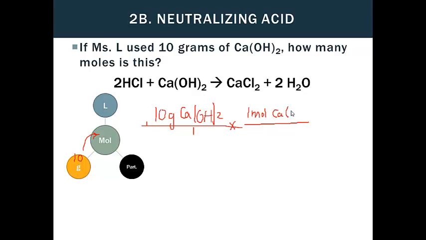Going to need my molar mass. So 1 mole of calcium hydroxide weighs 74.09 grams. So grams cancels grams. So my answer is going to be 0.13 mole Ca(OH)2.